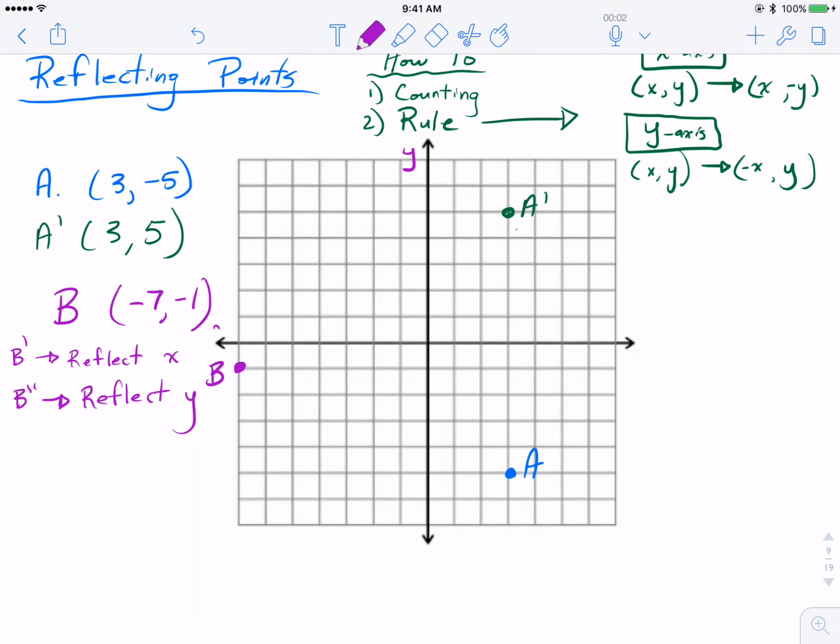I'm only 1 unit away. But we could try our trick of just negating the y value. So B prime should have coordinates of -7, we keep the x value the same, and if we negate -1, it's going to become +1. So therefore, using either approach, B prime should be right there.